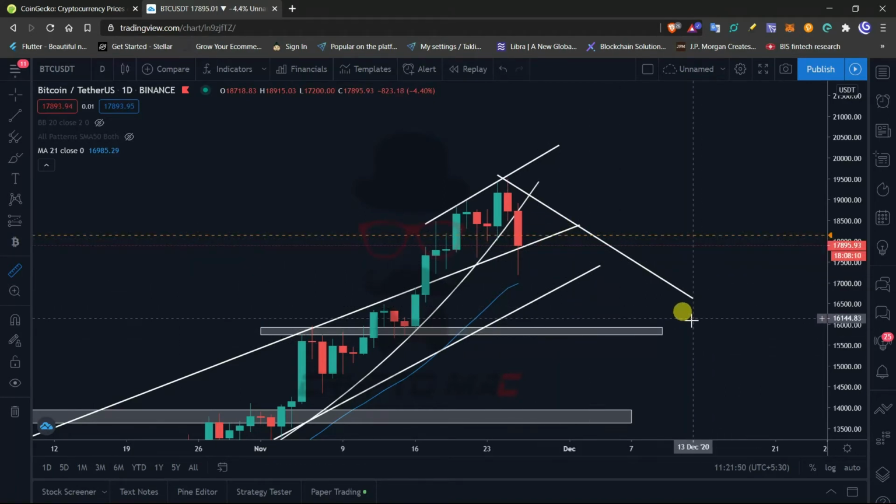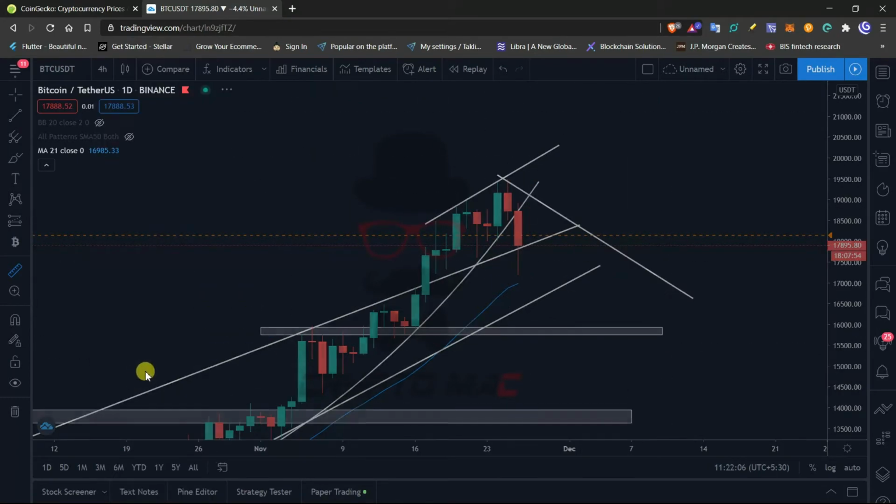So as of now, we can expect this particular level, that is $15,800, as a major support zone, and $13,800 is also a major support zone. This is the first one, S1, and we can take this as S2. In terms of resistance, we have to break this major all-time high.